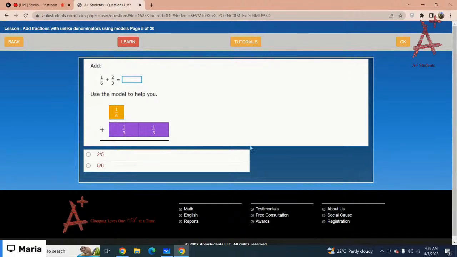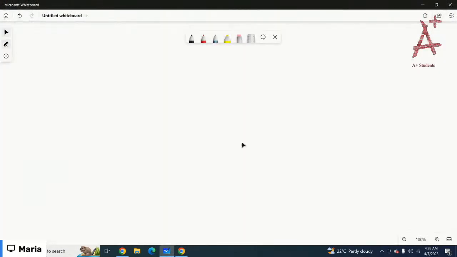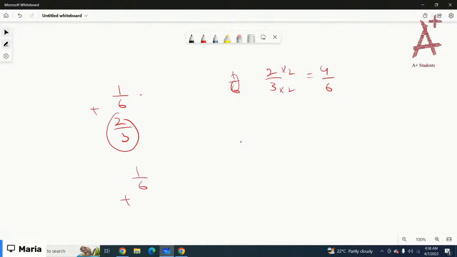The next one is 1 over 6 plus 2 over 3. So you have to make this denominator equal to 6. So just multiply this fraction by 2. It would be 2 over 3 times 2. Got it? 2 times 2 is 4. It would be 4 over 6. So 1 over 6 plus 4 over 6. See, they have the common denominator. Just add their numerators. So 4 plus 1 equals 5 over 6. Got it? So it is 5 over 6.